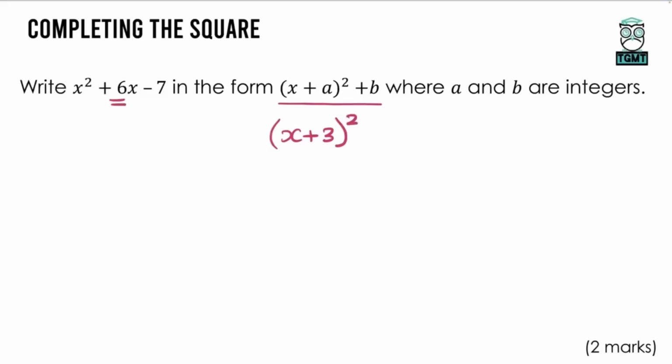Now there are different ways to approach completing the square. I just look at this number in the bracket and think, well, if I was to expand this bracket, bearing in mind it's a double bracket, what number would we get at the end? And if I expand that, I would get plus 9.